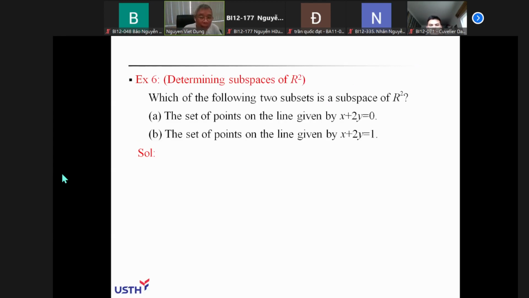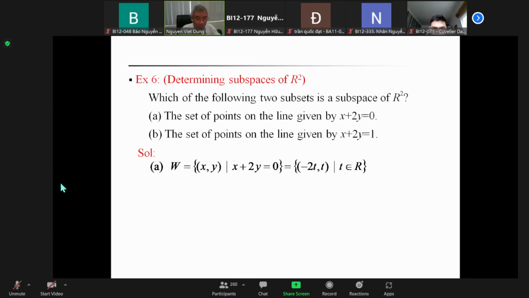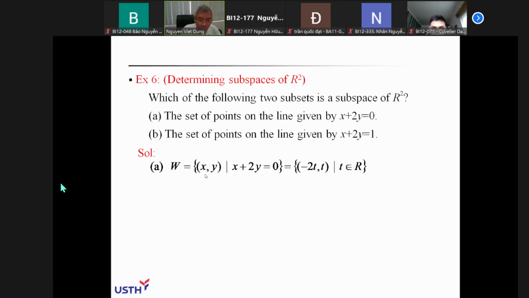That one, again, is something from geometry. Suppose that we are given two sets of points here in R2. The first is the set of points with coordinates x, y satisfying that. You know already, that is a straight line. And the second one also is a straight line. We need to verify which one is a subspace and which one is not. We can verify it by the formula. Let's take W to be that one, x plus 2y equals that. We can rewrite it in this form.